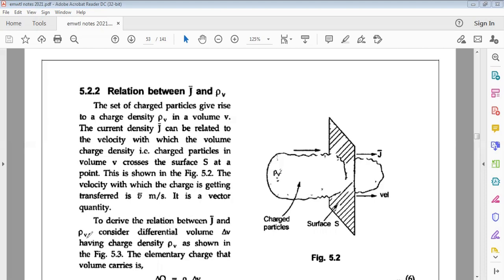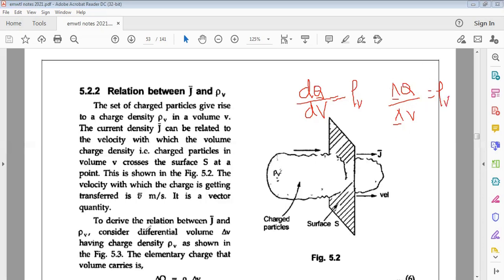To derive the relation between J bar and rho v, consider a differential volume delta V having a charge density rho v. We know that if there is any charge in the volume, then dq by dv is equal to the volume charge density rho. Here I am assuming a small change of the charge with respect to the small differential volume dv is equal to rho.